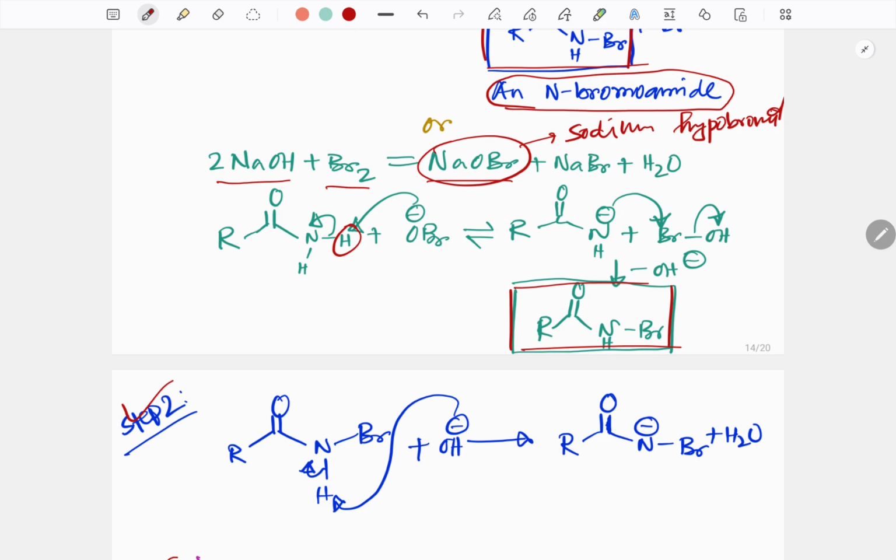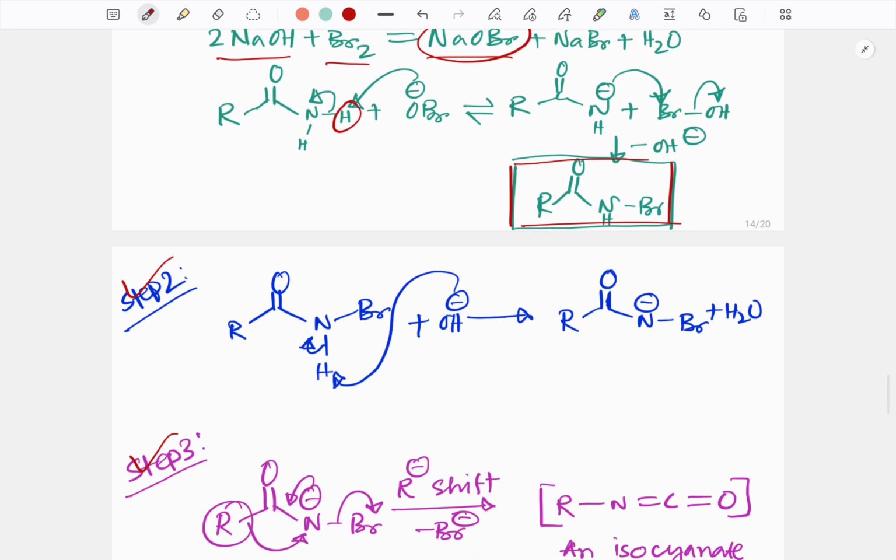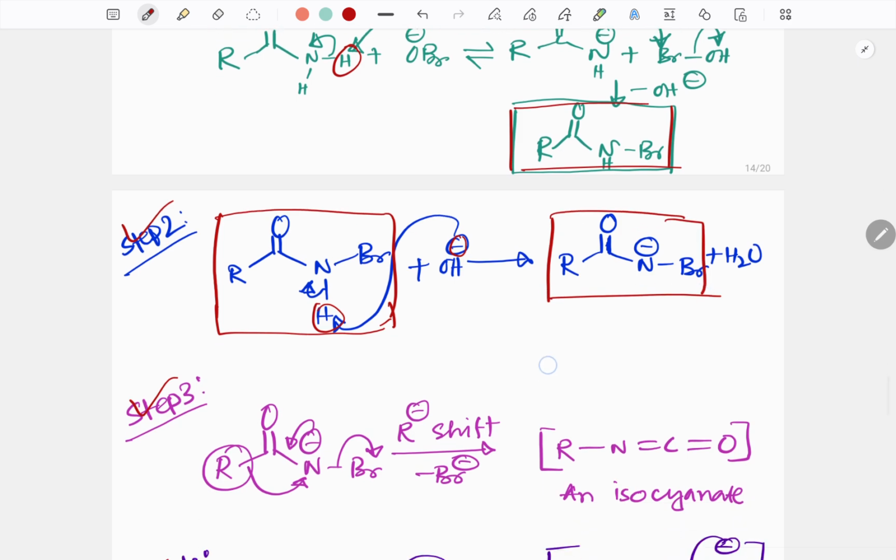Now after the formation of N-bromoamide, what is the next step? Step number 2: the hydroxide ion abstracts a proton from N-bromoamide to produce the corresponding anion. Here you can see this is the compound, N-bromoamide, right? That OH minus will abstract one of the protons from here, and it will give you the corresponding anion. So this is the structure of this anion, right?